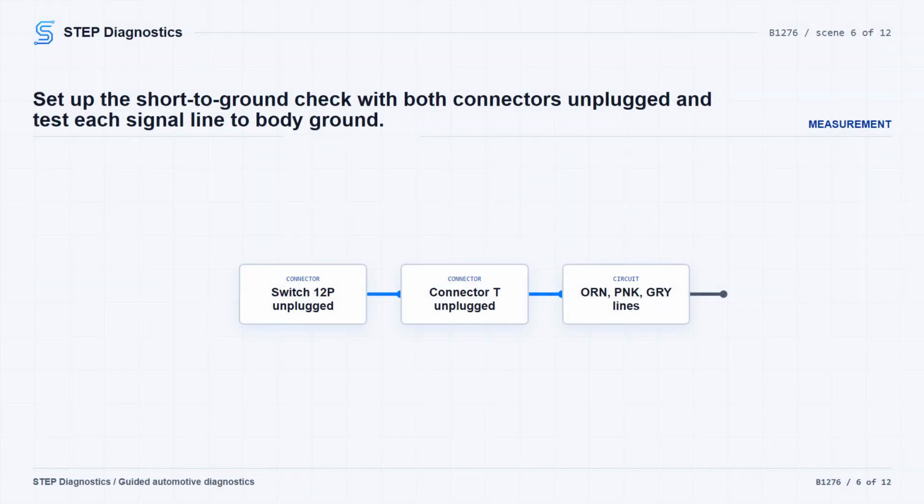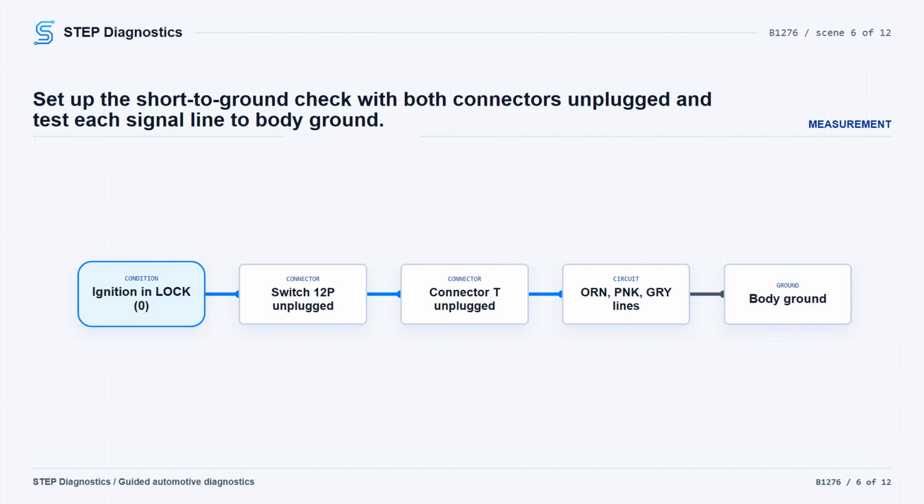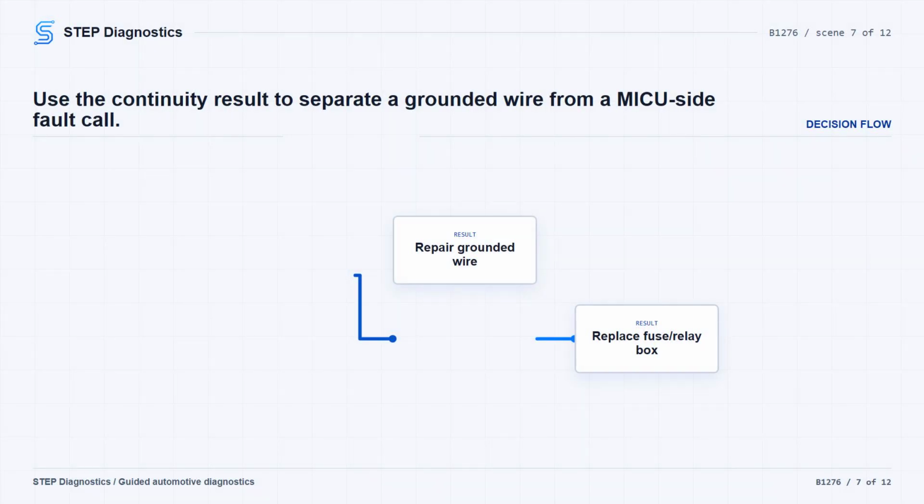For the shorted wire check, leave the ignition switch in lock 0. The combination light switch 12P connector stays disconnected, and you also disconnect under-fuse/relay box connector T, 20P. Then check continuity to body ground on each of the switch signal lines individually. H/L OFF/SW from connector T, 20P no. 1, ORN, to body ground. H/L on SW from connector T, 20P no. 2, PNK, to body ground. And parking LT/SW from connector T, 20P no. 3, GRI, to body ground.